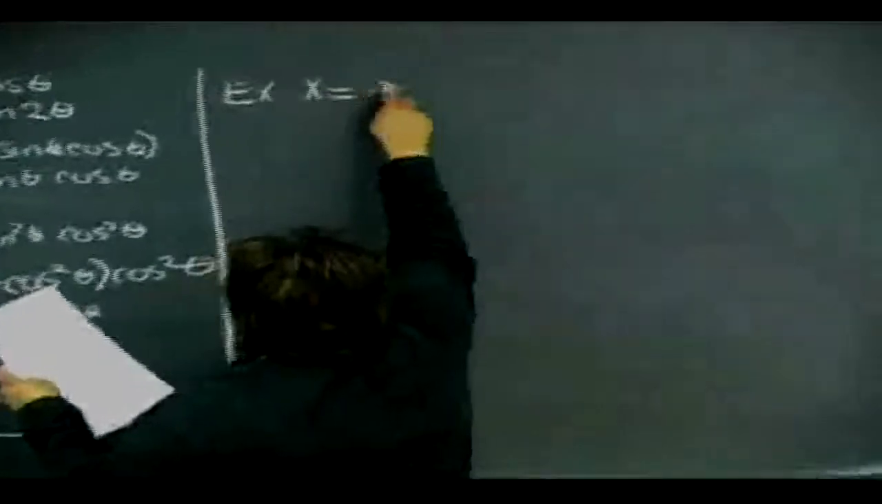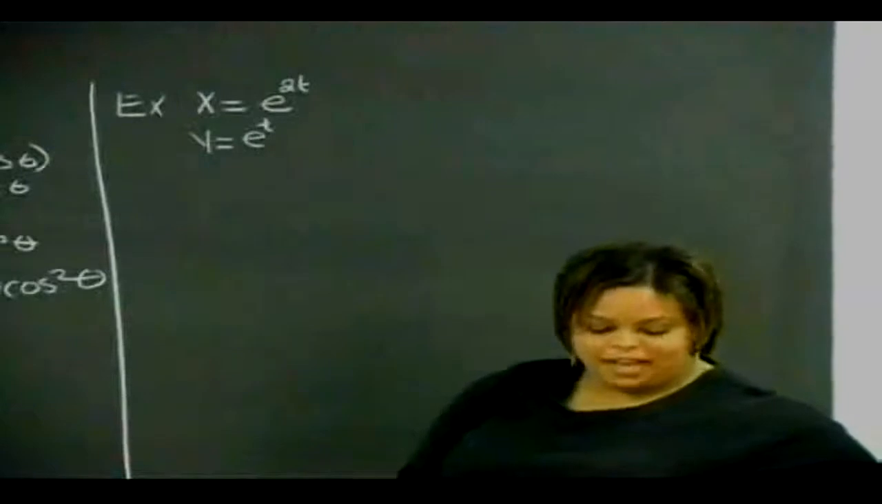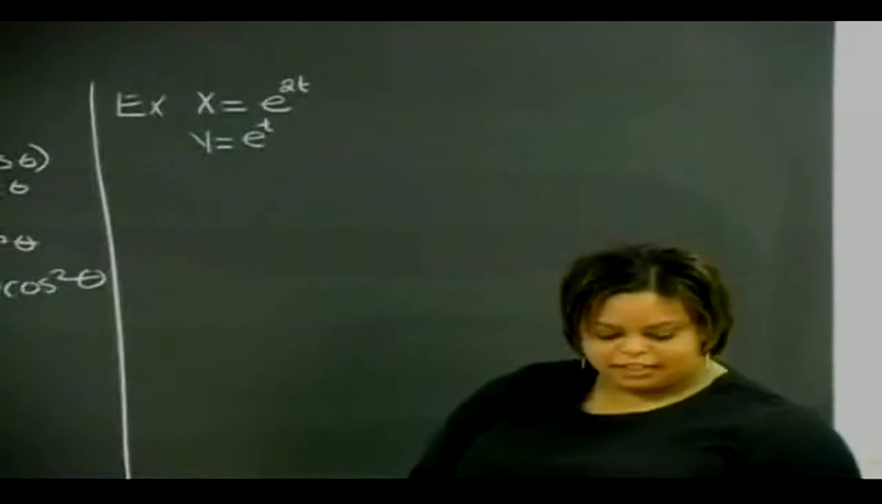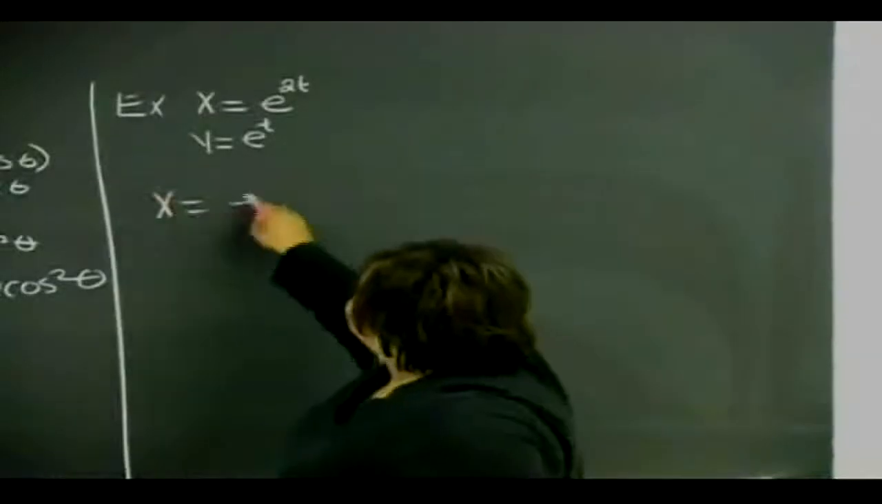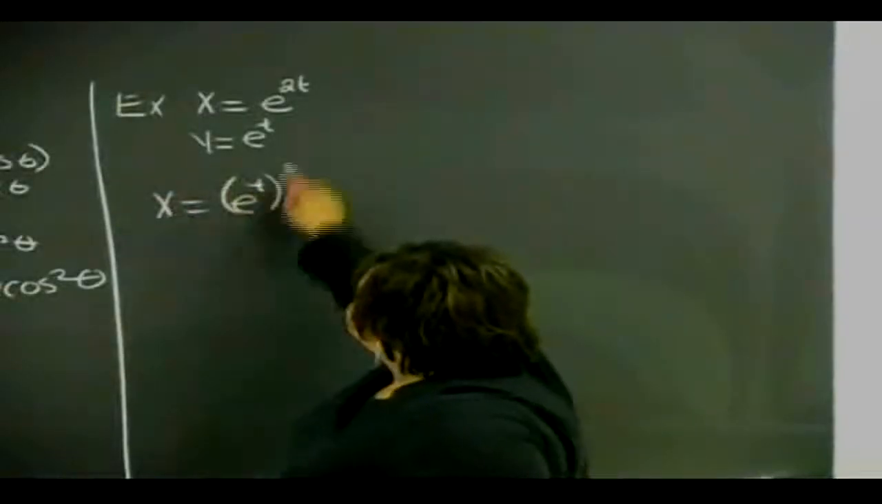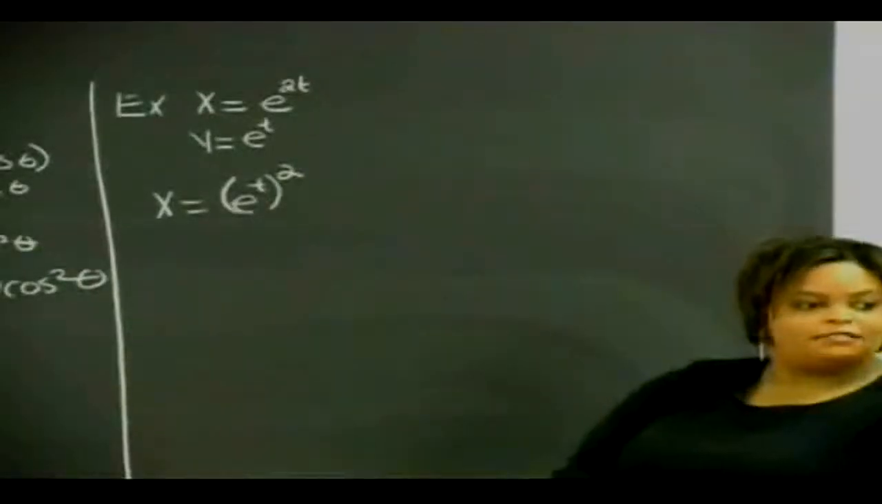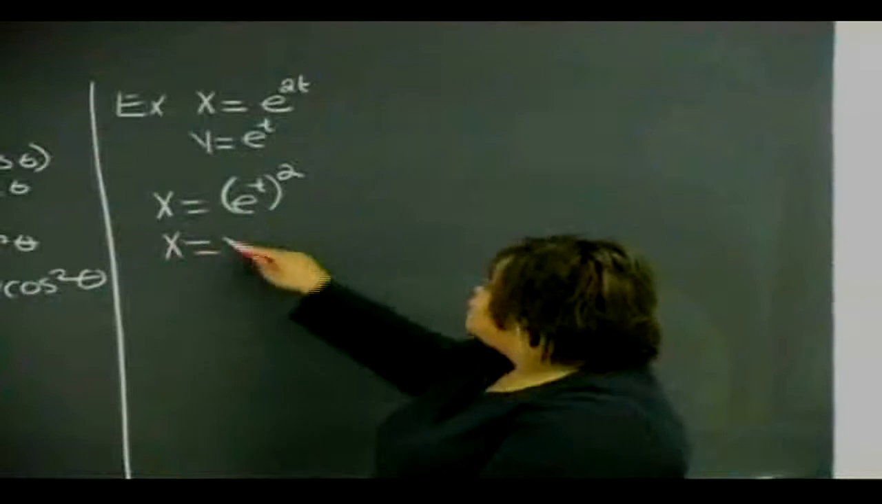All right, let's look at another one. x equals e to the 2t, and y equals e to the t. Okay, so I have x equals e to the 2t. Two ways you could think about this. I can think about x as e to the t squared. Can I not? Right? And what is e to the t? y.